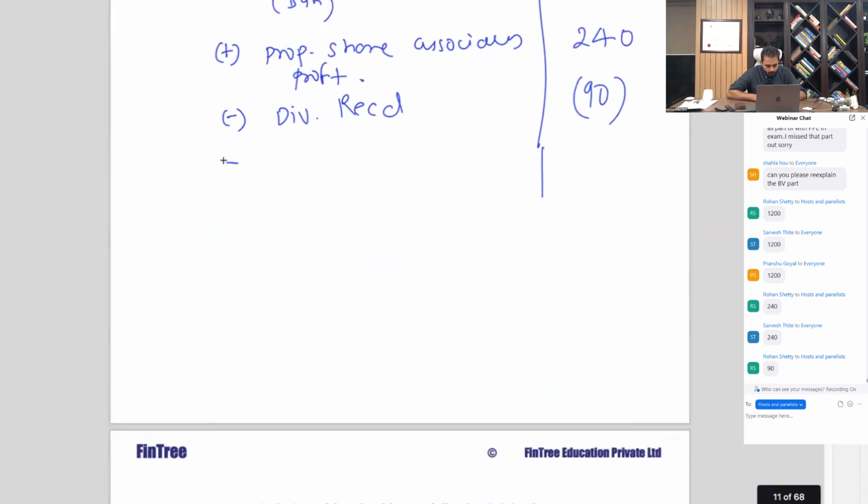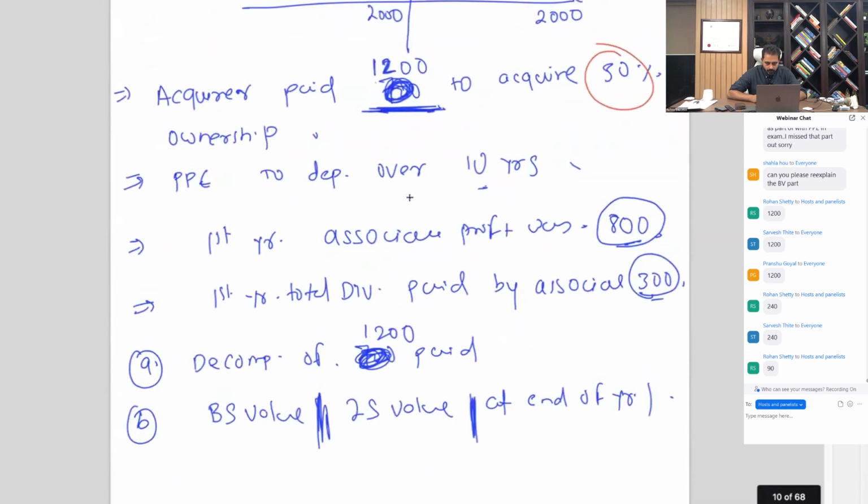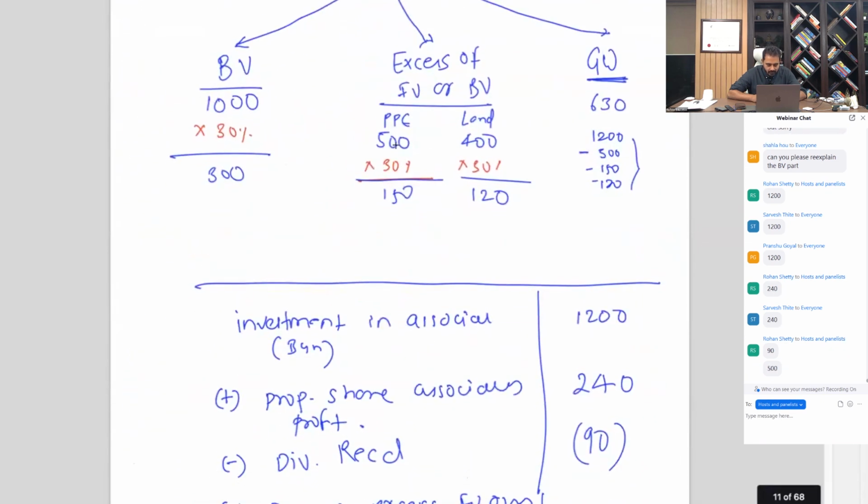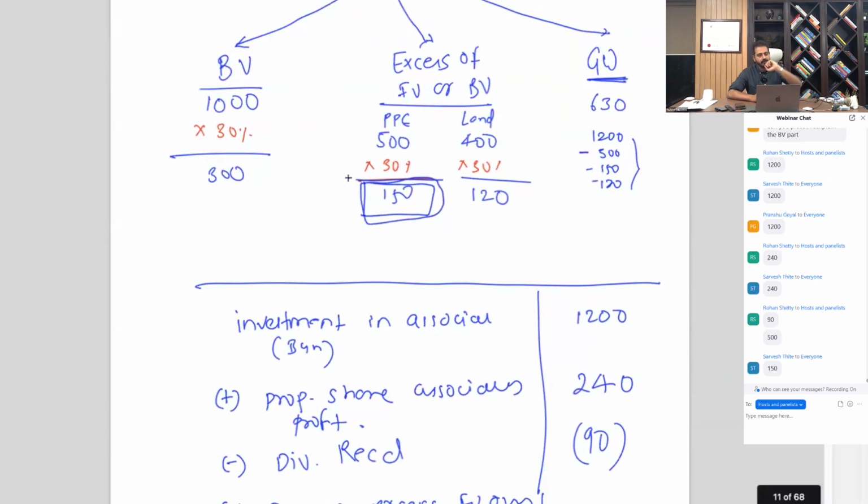And then very importantly, depreciation on excess of fair value over book value. How much did we assign to this? 150. We're going to depreciate only on 150, not 500. And I think when last time I was teaching this in the class, I did have a discussion on this, right? It makes no sense for me to depreciate the whole 500 when I'm buying only 30% of the assets here, correct?